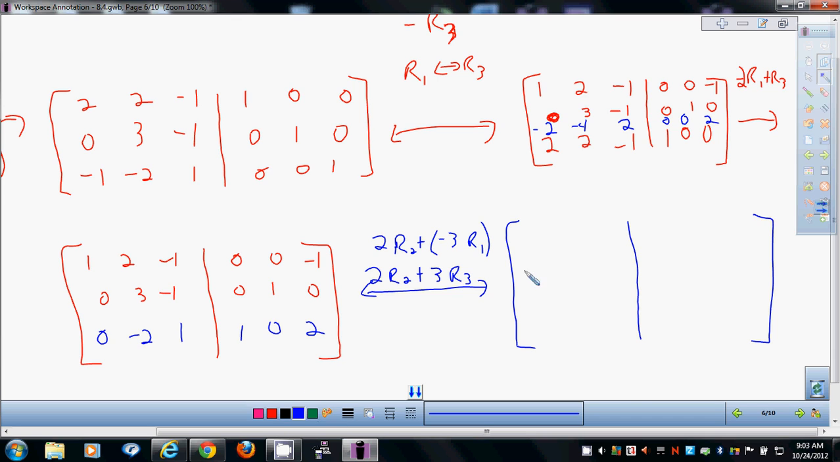So here we go. Row 2, unaltered, is 0, 3, negative 1, 0, 1, 0. I guess I'll do these right next to each other. 2 times row 2 is going to be 0, 6, negative 2, 0, 2, 0. And I'm adding that to negative 3 times the first row. Negative 3, negative 6, this is what I wanted. Negative 3, 0, 0, 3. That's just twice the second row.